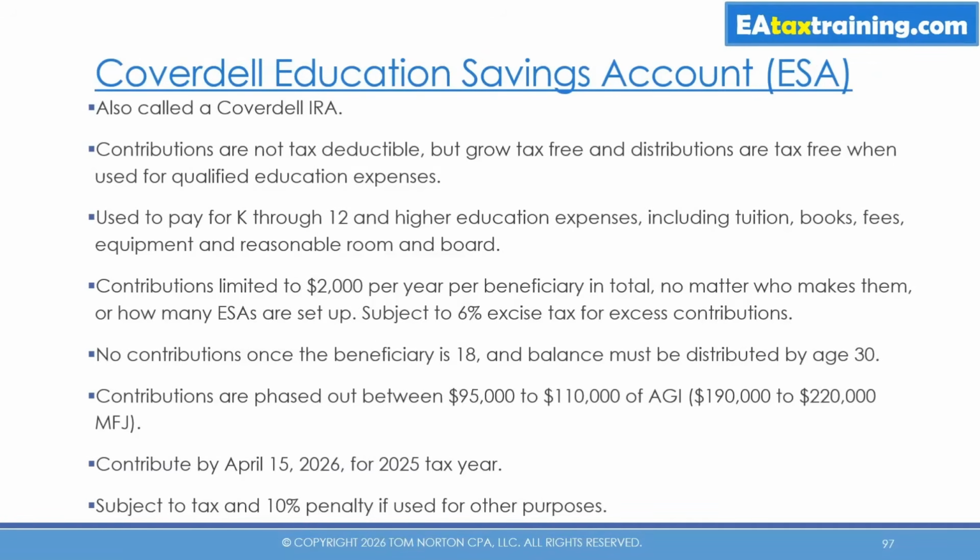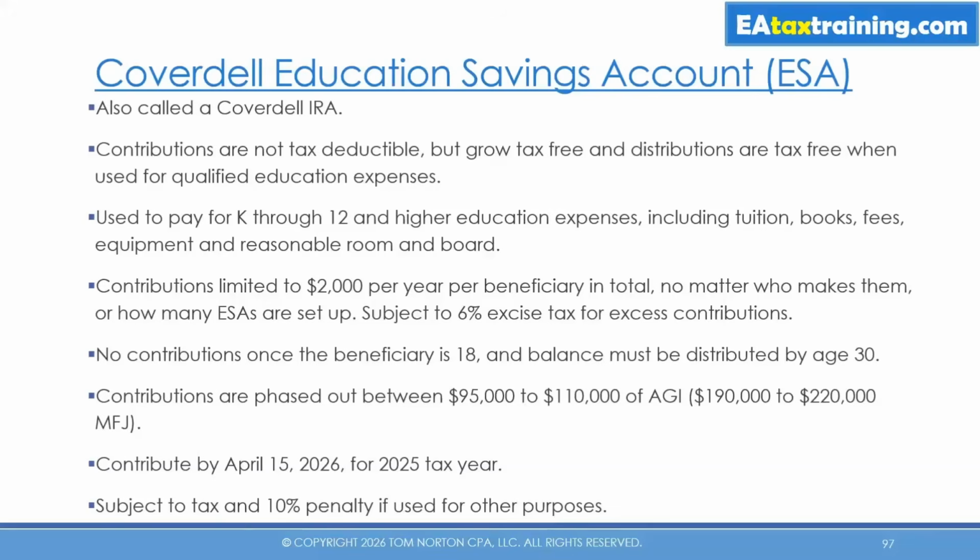Next is a Coverdell Education Savings Account, or ESA. It's also known as a Coverdell IRA. Contributions are not tax deductible, but they do grow tax-free, and distributions are tax-free when they are used for qualified education expenses. It can be used to pay for kindergarten through 12th grade and higher education expenses, including tuition, books, fees, equipment, and reasonable room and board. Contributions are limited to $2,000 per year per beneficiary in total, no matter who makes them or how many accounts are set up. And they are subject to a 6% excise tax for excess contributions.